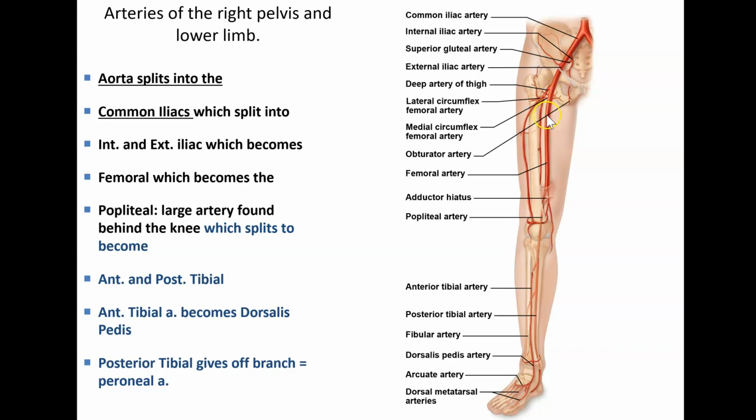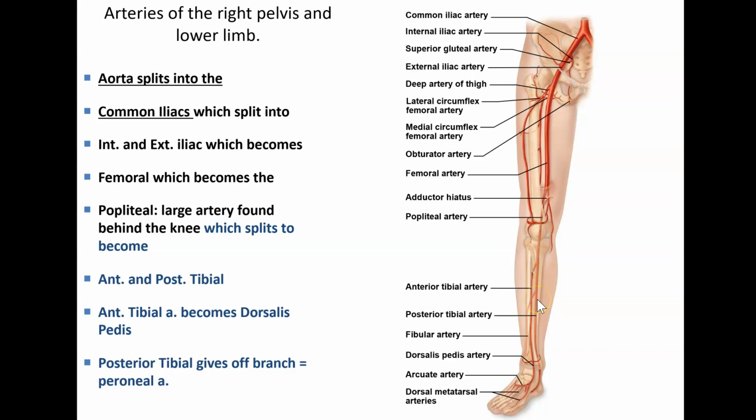That femoral artery will continue down the thigh, course posteriorly, and in the region of the popliteal fossa, so we are now in the posterior knee region, which is called the popliteal fossa, it will become known as the popliteal artery. It will then continue past the knee and split or bifurcate into the anterior tibial artery and the posterior tibial artery.